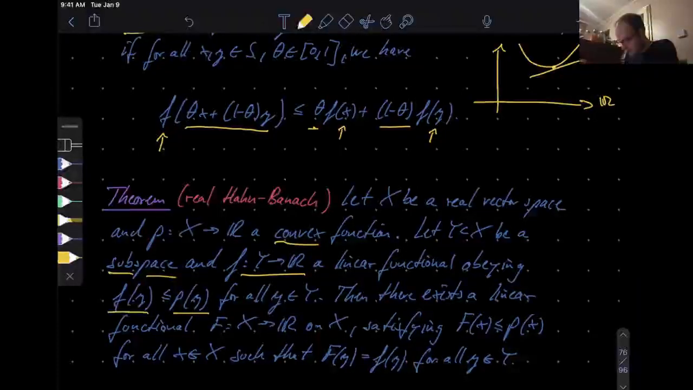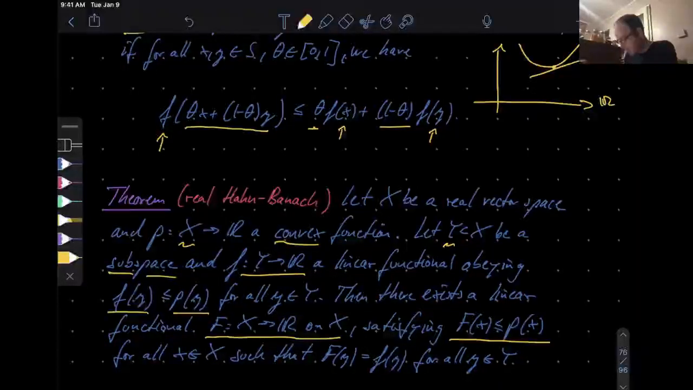You can extend this small f to a capital F, which lives on the whole vector space X. Remember, small f just is defined on the subspace. And you can continue it in such a way that the properties are preserved. Precisely, also capital F is dominated by P. Remember, P is defined on all of X, whereas small f only on Y.